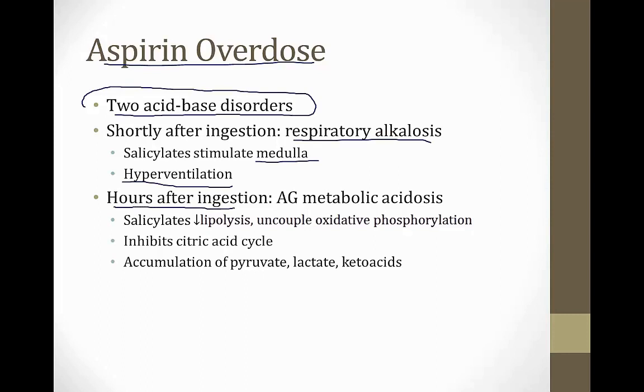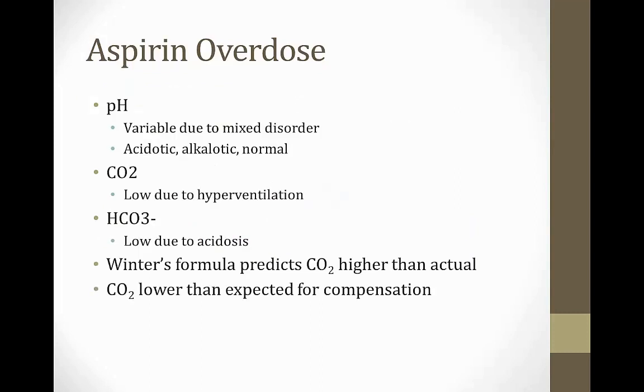Several hours after aspirin ingestion, an anion gap metabolic acidosis will develop. This is because the salicylates decrease lipolysis and they uncouple oxidative phosphorylation, and as you know from biochemistry, this inhibits the whole citric acid cycle. As a result, you get accumulation of pyruvate and lactate and keto acids, and all these can lead to an acidosis. So because it causes two disorders, the pH is variable. It may be acidotic, or it may be alkalotic, or it may even be normal. It depends on when you catch it.